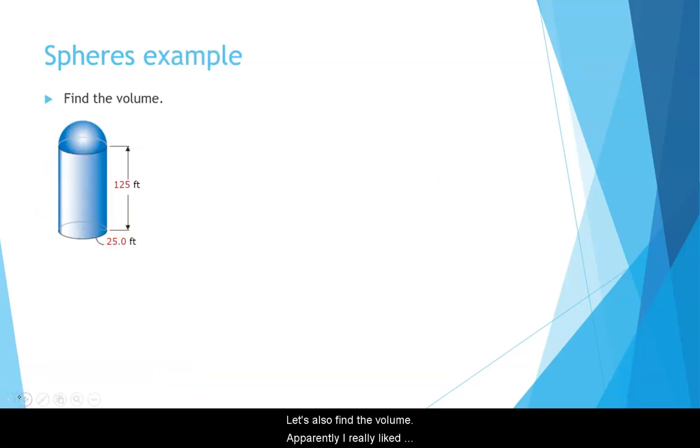Let's also find the volume. Apparently I really liked hemispheres when I was building this. So the volume of this shape, this is a composite shape made up of a hemisphere and a cylinder. So to find the volume, I want to find the volume of that hemisphere plus the volume of the cylinder. Let's do the cylinder first because it's a little bit easier.